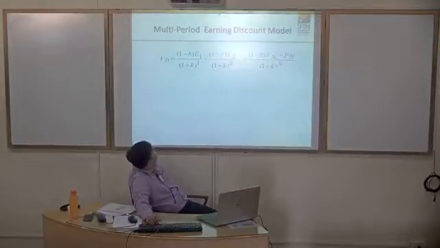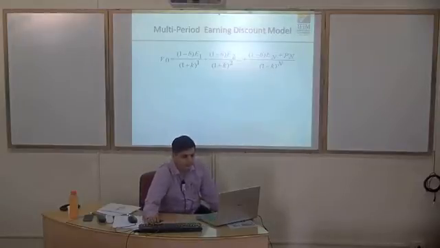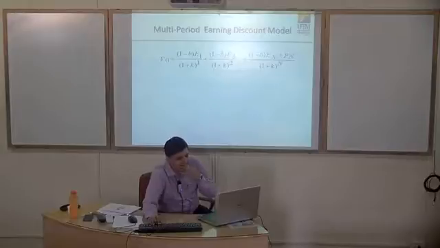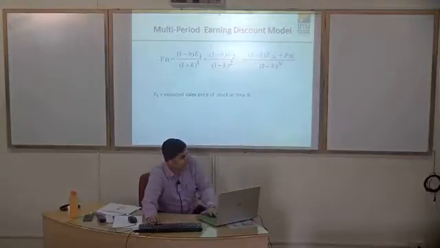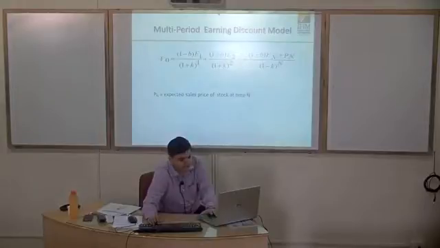In the multi-period earnings model, V0 is (1 minus B) into E1 divided by 1 plus K to the power of 1, likewise (1 minus B) En plus Pn divided by 1 plus K to the power of N. So that's Pn again, the expected sales price of the stock at time N. N is the number of years the stock is to be held.